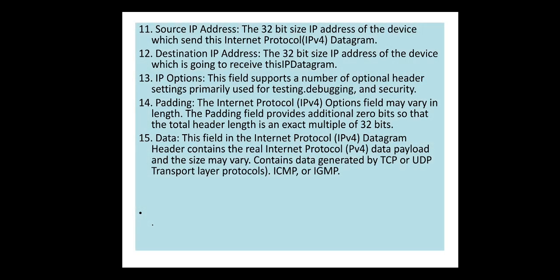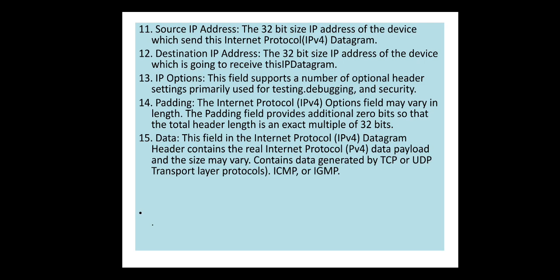Source IP address is a 32-bit IP address for the device in the IPv4 datagram, and the destination address is also 32-bit in IPv4. Next is the IP option. This field supports a number of options header settings primarily used for testing, debugging and security. Padding is an optional field and may vary in length. The padding field provides additional 0 bits, so the total header length is an exact multiple of 32 bits.